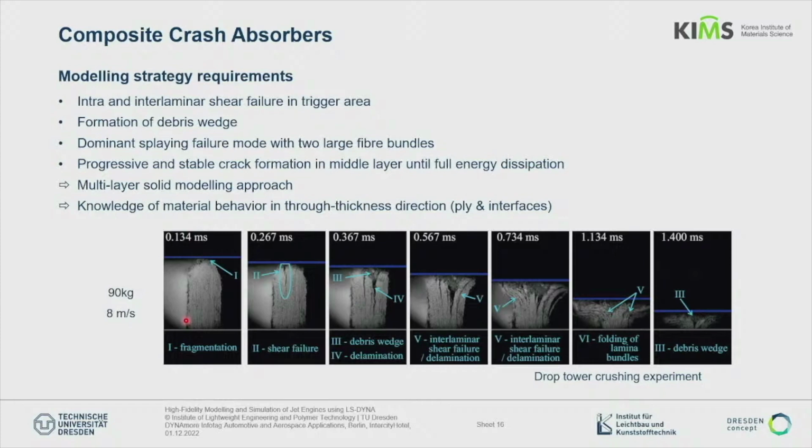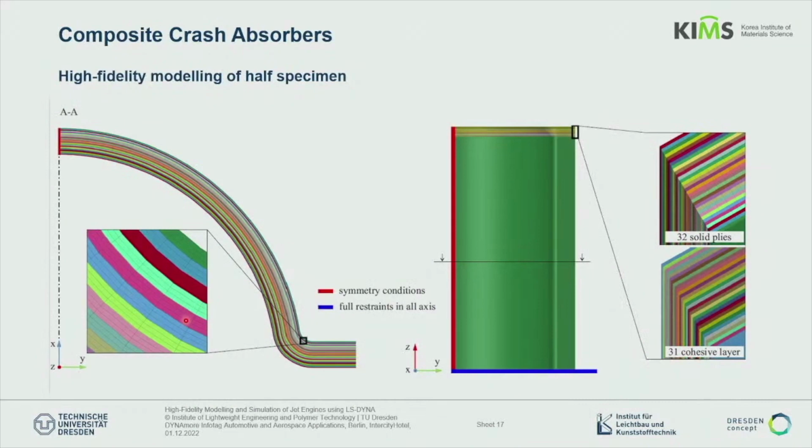So we've chosen a multi-layer approach. Again, we went for high resolution in thickness direction. We have chosen to model each layer by three elements in thickness direction, connected with cohesive layers, which then may represent the failure, the delamination. So we ended up here with 33 single plies, connected with 31 cohesive layers. This is the quarter model.